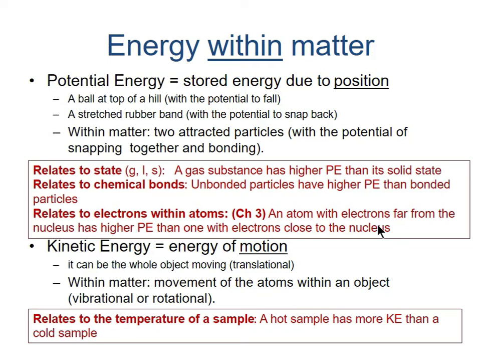Kinetic energy, on the other hand, is the energy of motion. And of course, particles are in movement at all times. Atoms are always moving. They're in constant motion. And within a molecule, there are other forms of motion, vibrational and rotational. But those are all forms of kinetic energy. And the movement of an atom is actually related to the temperature of the sample. So a hot sample has more kinetic energy than a cold sample. So we can think about those ways that we'll see energy in matter.